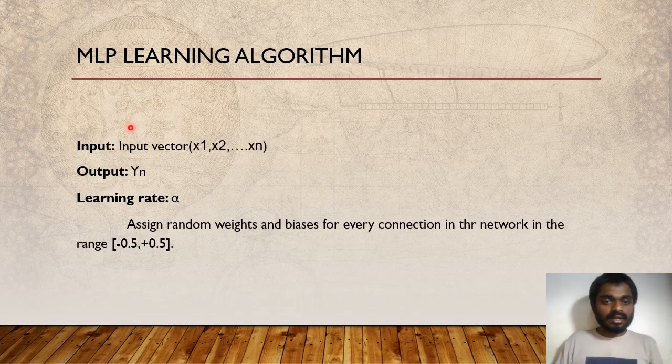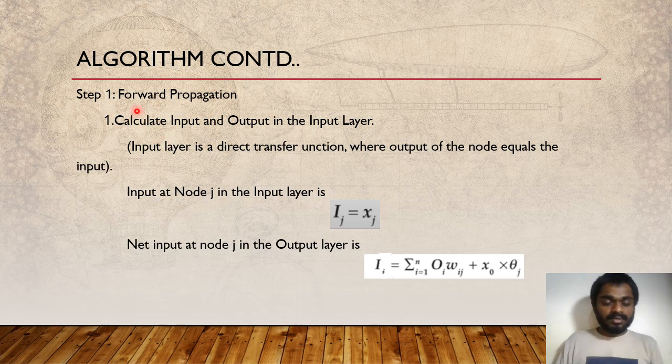Let's see about the multi-layer perceptron learning algorithm. The input for the learning algorithm is an input vector, which is taken as x1, x2, and so on up to xn. The output for the learning algorithm is y1. The learning rate will be calculated and stored in alpha. Random weights and biases are assigned for every connection in the network in the range between minus 0.5 to plus 0.5. The first step in this algorithm is forward propagation. In this step, we need to calculate the input and output in the input layer. The input layer is a direct transfer function where the output of the node equals the input.